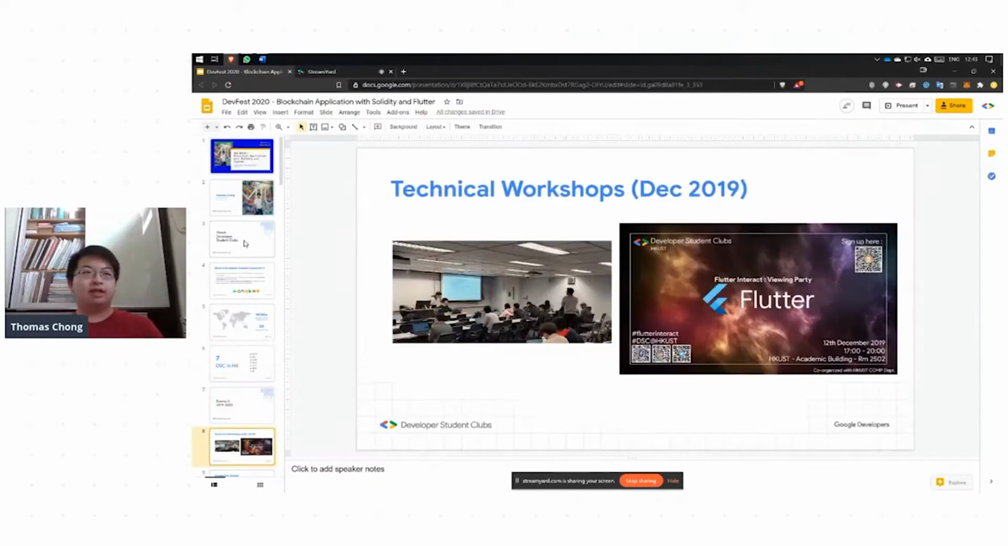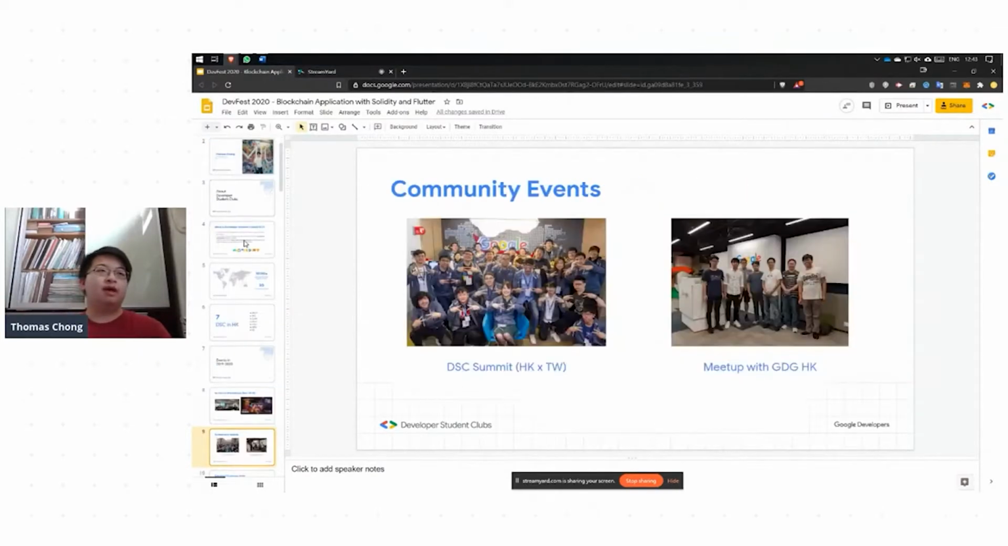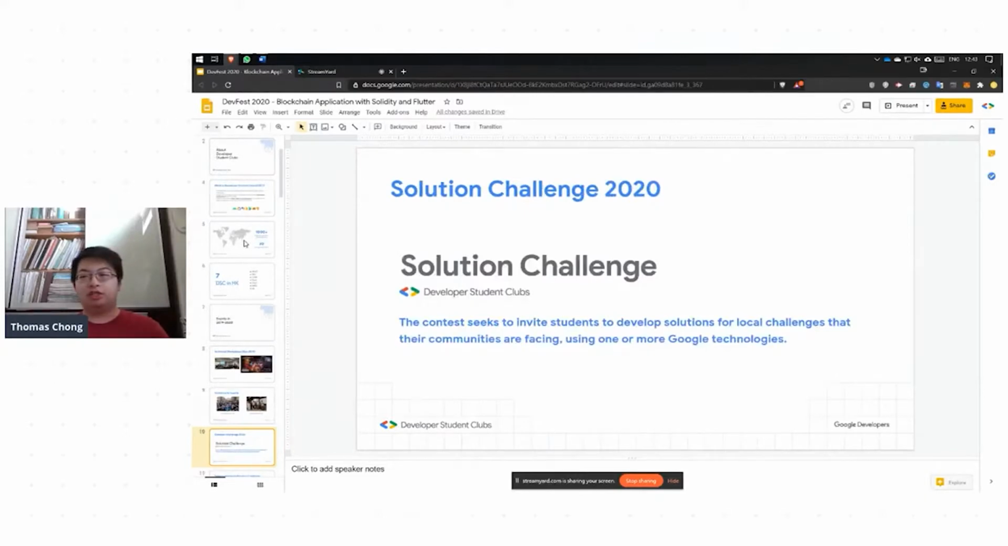Talking about last year's events, we had some technical workshops, for example the Flutter Interact Viewing Party. We also had community events like the DSC Summit at the 101 Taiwan office, and meetups with GDG Hong Kong. The largest event every year for DSC is the Solution Challenge 2020, a global contest inviting students to develop solutions for local challenges and help solve problems the community is facing. They will use one or more technologies to solve that particular problem.